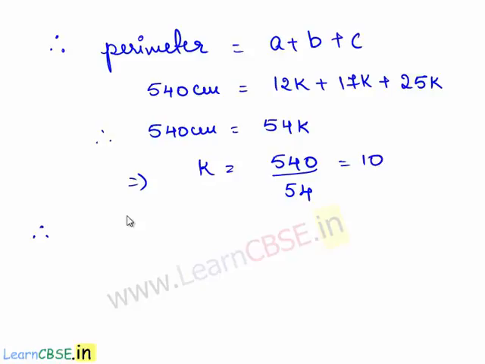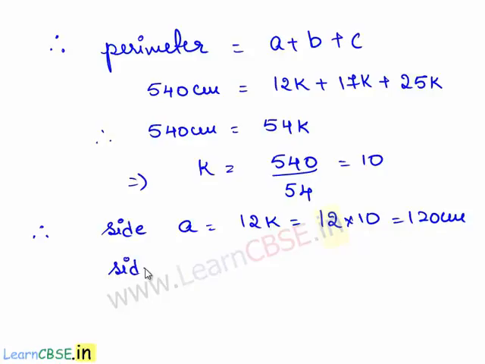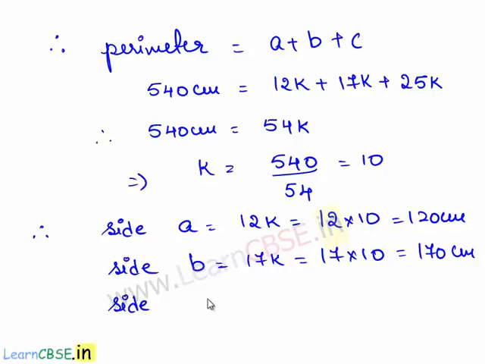Therefore, the actual lengths of the sides of the triangle are, side A is equal to 12K, which is equal to 12 times 10, that is 120 centimeters. Side B is equal to 17K, which is 17 times 10, that is equal to 170 centimeters. Side C is equal to 25K, which is equal to 25 times 10, that is 250 centimeters. Now we need to find the area of the triangle.